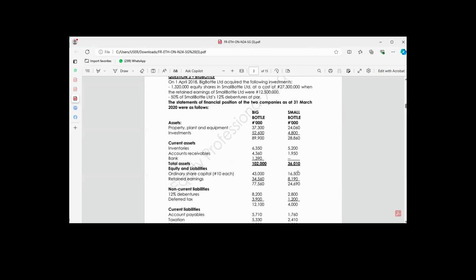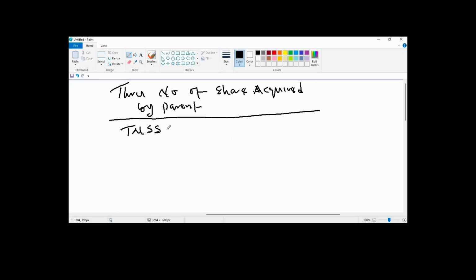What will I do? I will just go to the share capital of the subsidiary. Share capital is 16,500. What is the nominal value? I will trace 10 naira. I will convert it to shares, and he acquired how many? 1,320,000. Therefore, I will just say total numbers of shares in subsidiary equals values of shares over nominal value: 16,500 divided by 10 naira.